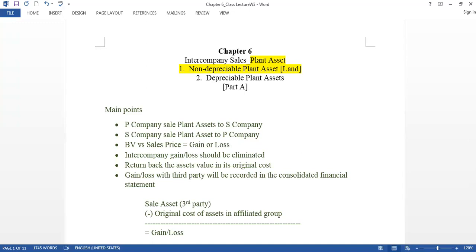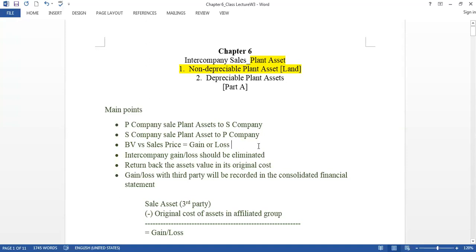When you sell your asset, you compare book value, and you know how to calculate the book value. If it is a depreciable asset, it is cost minus accumulated depreciation. But at this moment, we are talking about the non-depreciable asset. So as it does not have any depreciation, cost is the book value, right? Cost is the book value. So we are going to compare book value and sales price, and we have gain or loss.